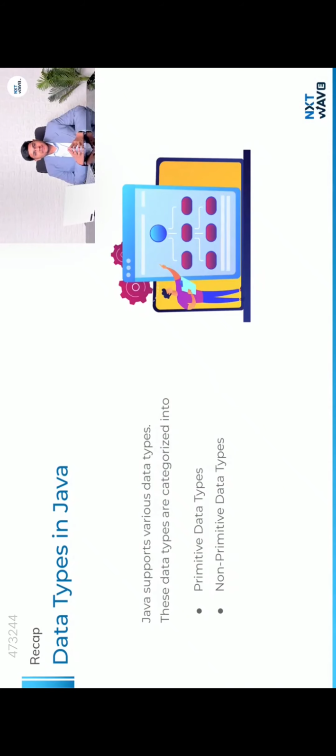Let's look at the recap of what we have learned in the previous session. We have seen the different data types that are supported in Java, and we have also seen the different categories that are present in Java. One is primitive data types, and second is non-primitive data types.